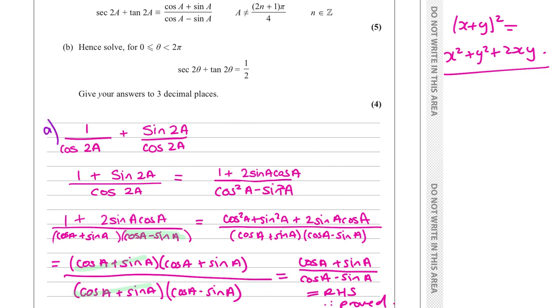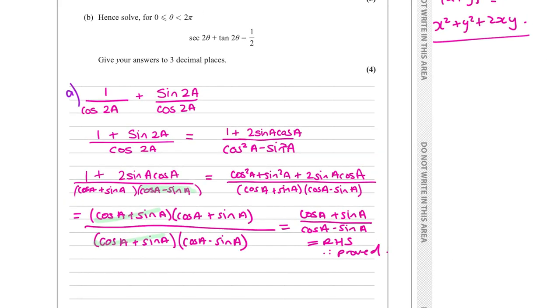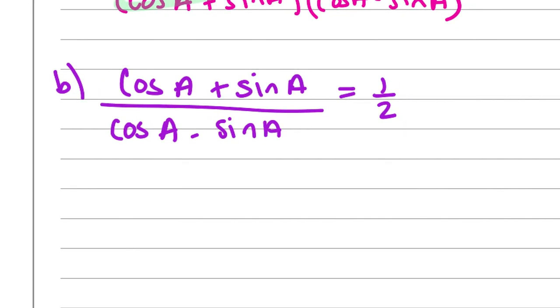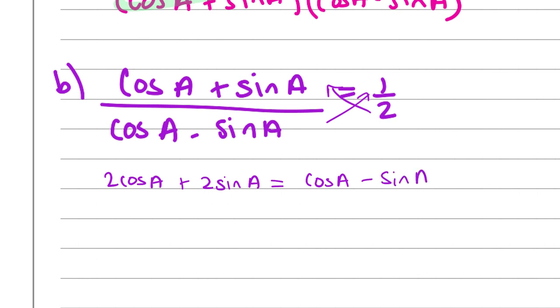Part B says hence solve, okay? So we know then that because it says sec 2 theta plus tan 2 theta equals a half, that then means that cos a plus sine a over cos a minus sine a equals a half. Okay, so I'm just going to cross multiply this. 2 up here, 1 up here. So I'm going to get 2 cos a plus 2 sine a equals cos a minus sine a. Okay, I'm going to get sines on one side, coses on another.